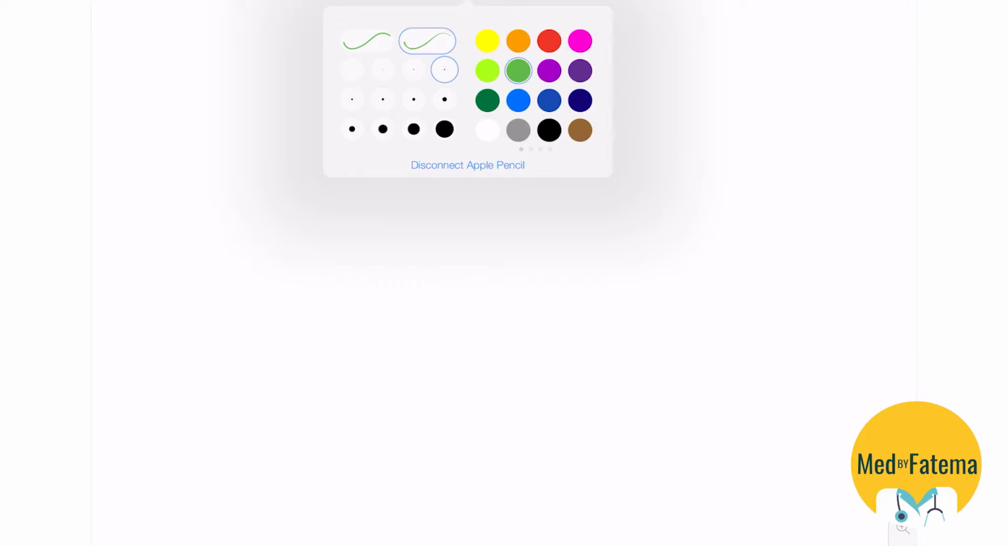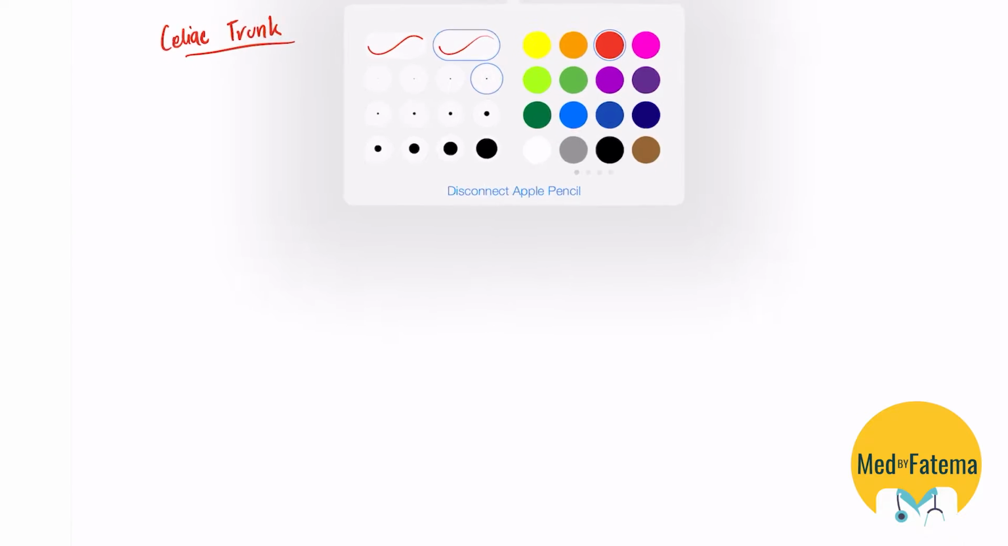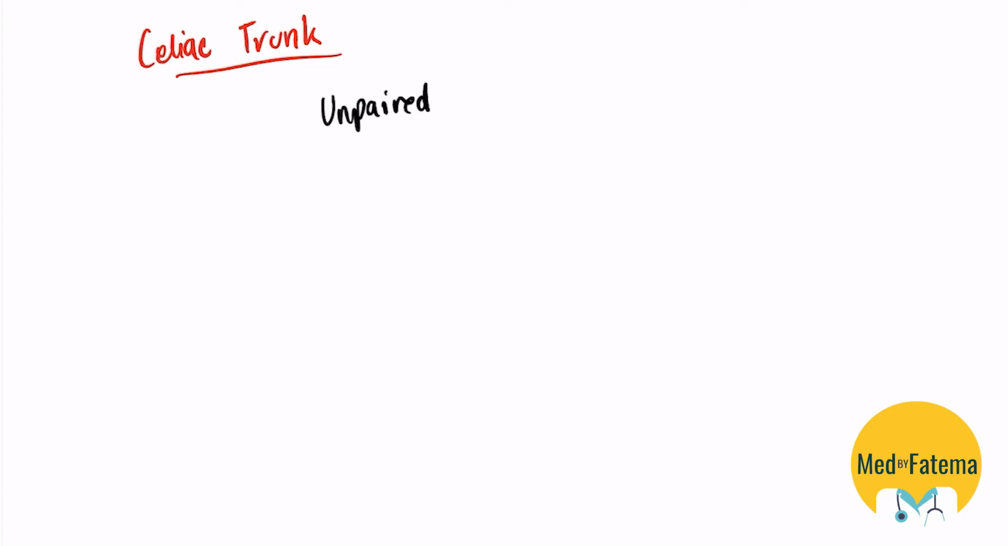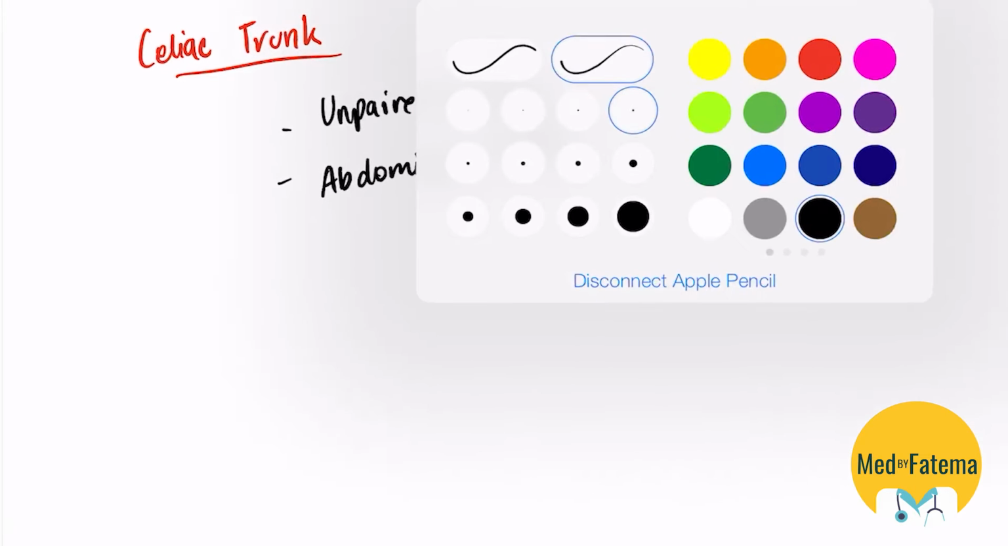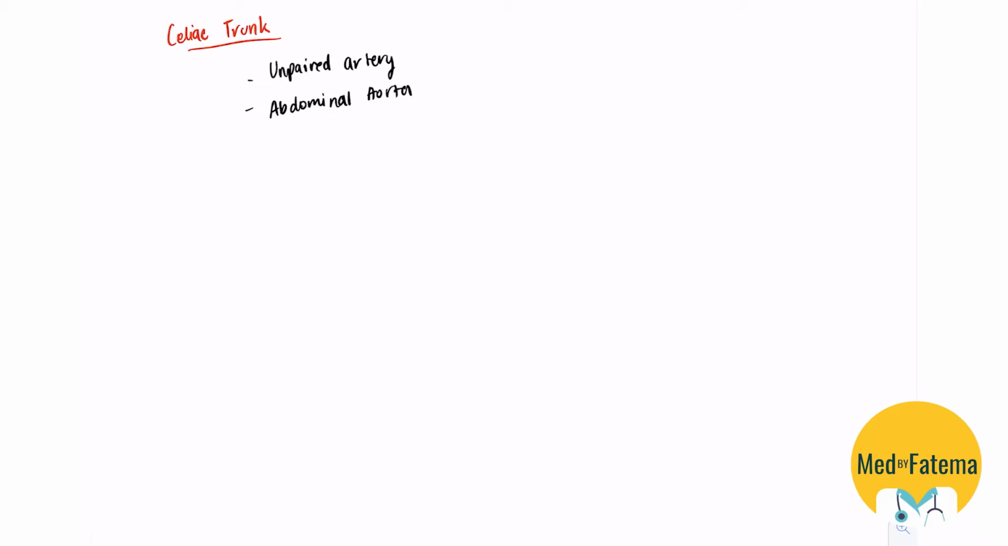Hi guys, in today's video we're going to be talking about the celiac trunk, which is one of the arteries that supplies the upper GI tract. The celiac trunk is an unpaired artery, not a paired artery. For example, your renal arteries are paired, but the celiac trunk is unpaired, and it originates from the abdominal aorta.